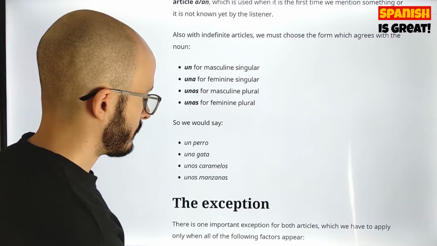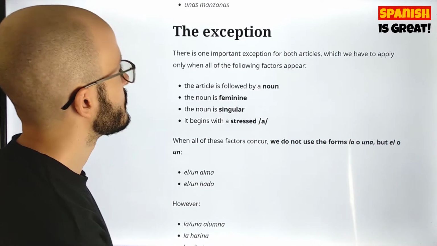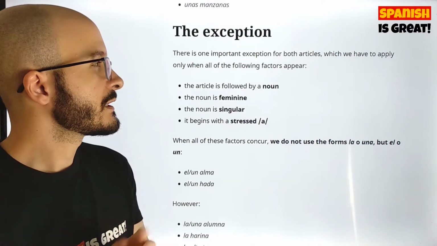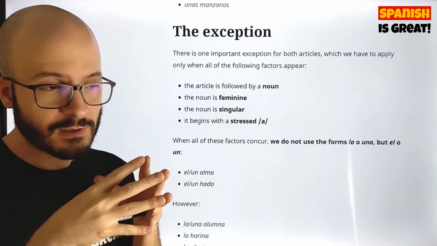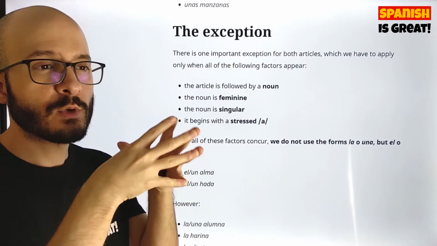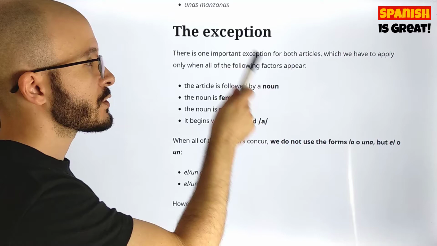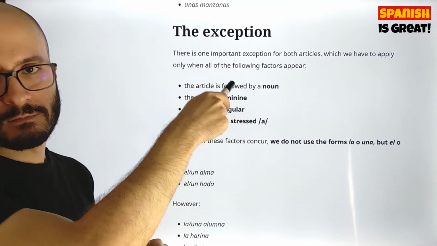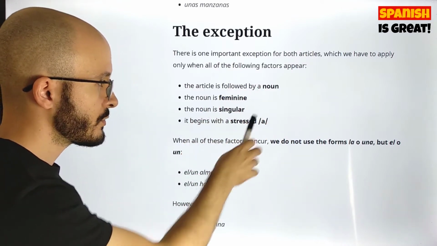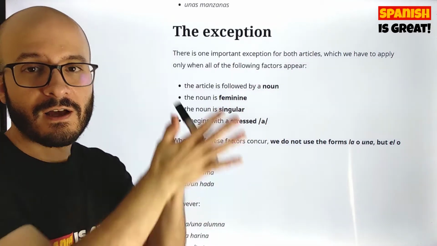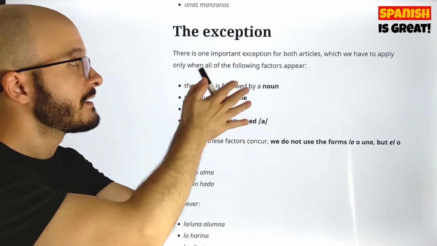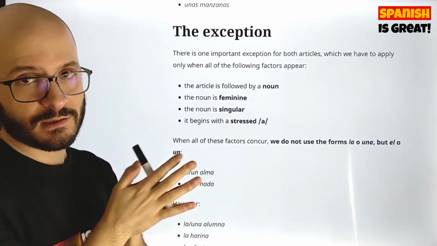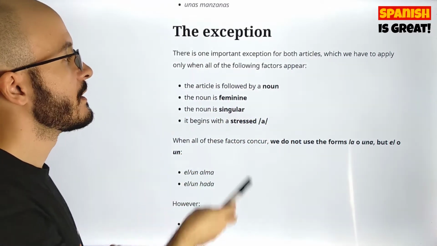Okay? Now, of course, exceptions. There is one important exception for both articles. So it's pretty much the same exception which applies to both. Okay? Which we have to apply only when all of the following factors appear. Okay? So we have 4 factors. And when we have all of them, then the exception happens. Okay, so what is it?